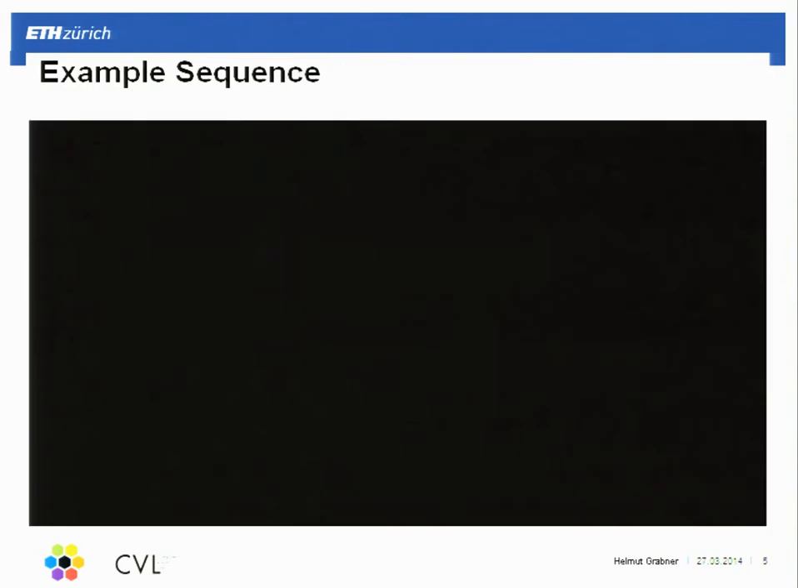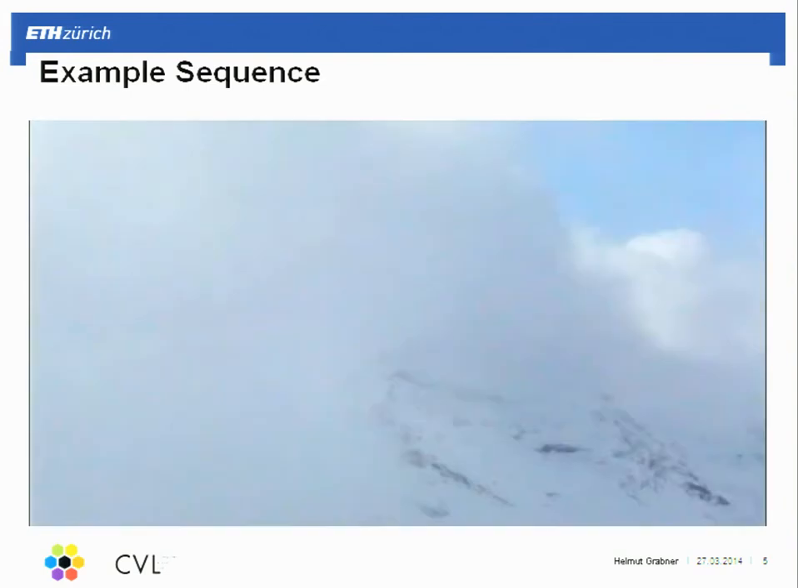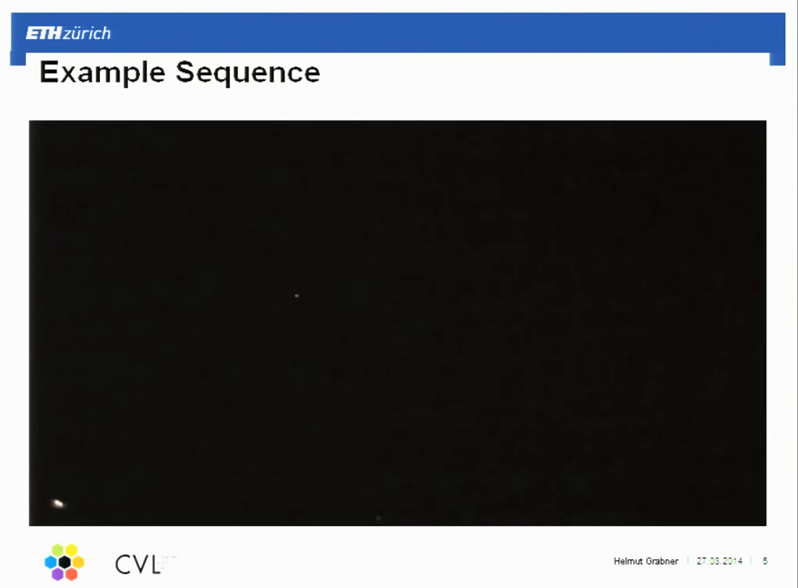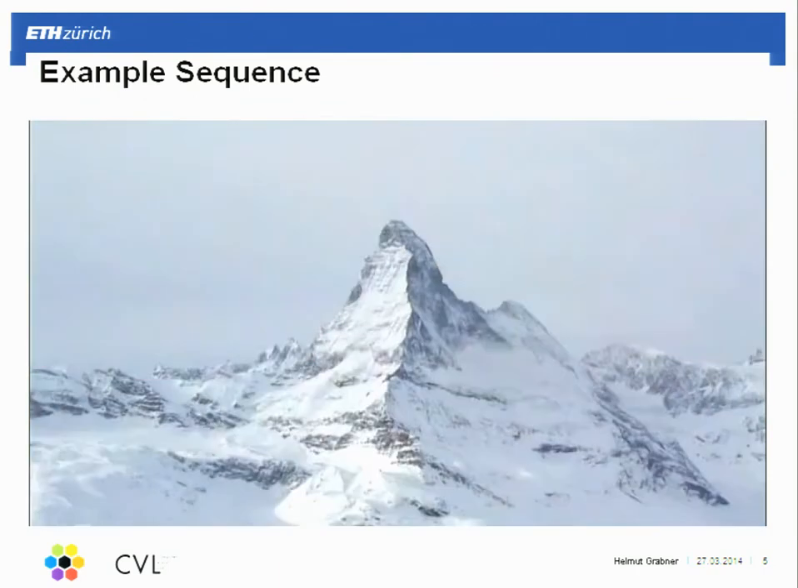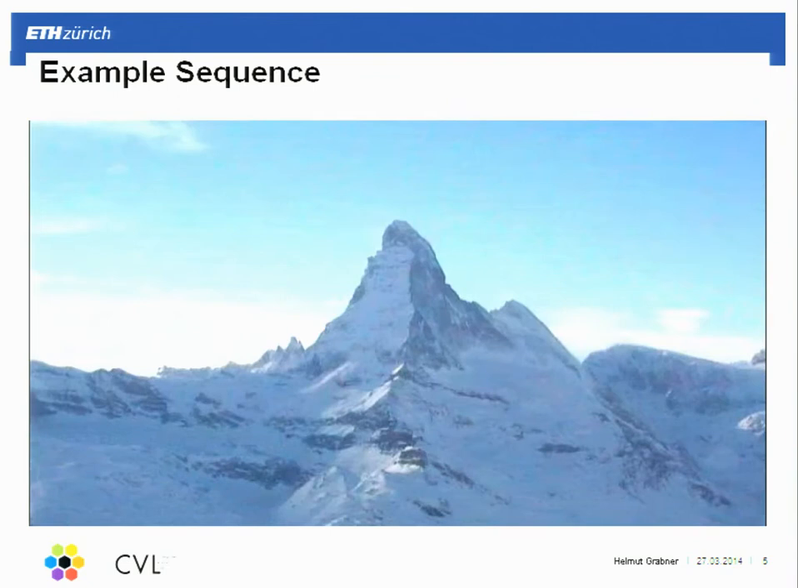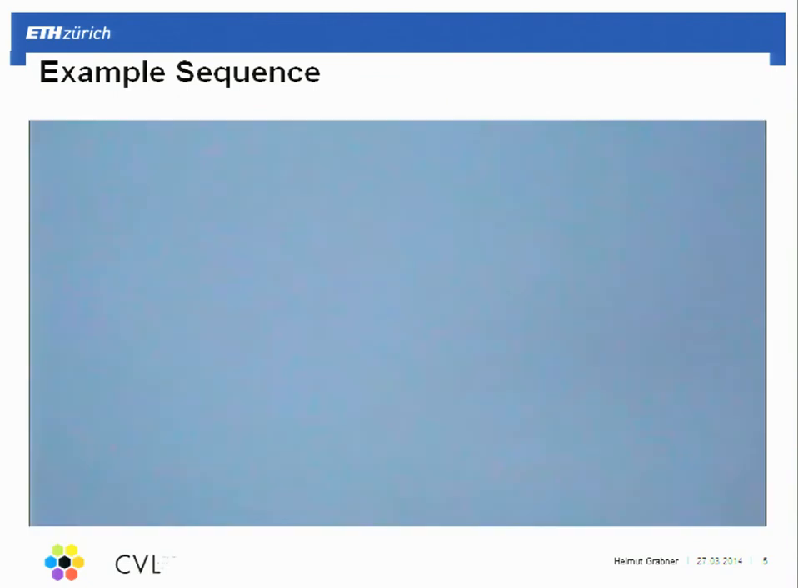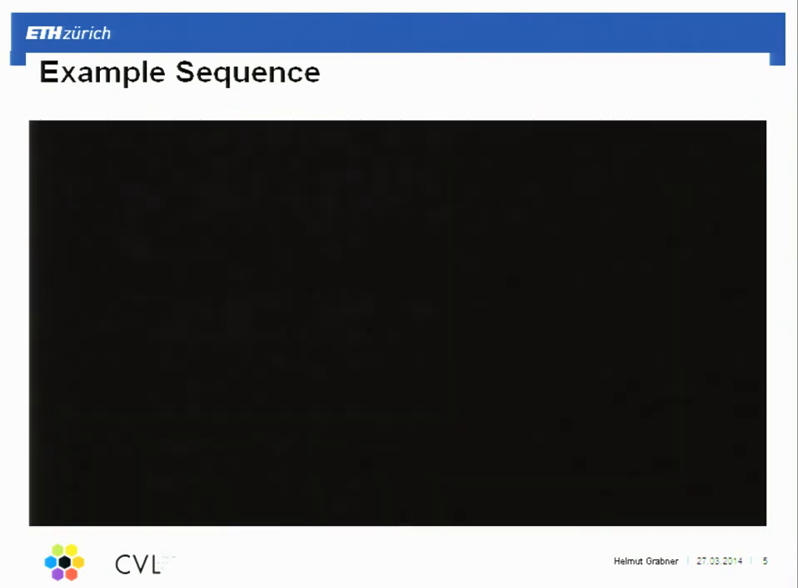I will show you a sequence recorded over several days from one webcam. That is how that sequence looks. There's an image sampled every half an hour or something, and it's black, it's cloudy, it's outdoor, and sometimes you spot something, so you recognize it's the Matterhorn here.